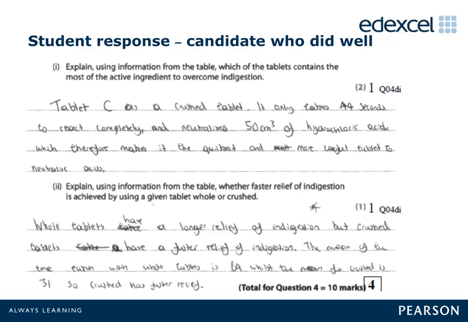This candidate identified the correct tablet in Part 1, but did not adequately explain why Tablet C contained the most active ingredient. The candidate identified that this tablet neutralized 50 cubic centimeters of the acid, but did not explain that this was the greatest volume of acid being neutralized by the tablets. In Part 2, this candidate scored the mark for quoting relevant times to back up the idea of crushed tablets giving faster relief.